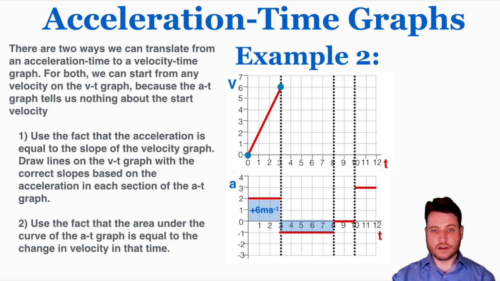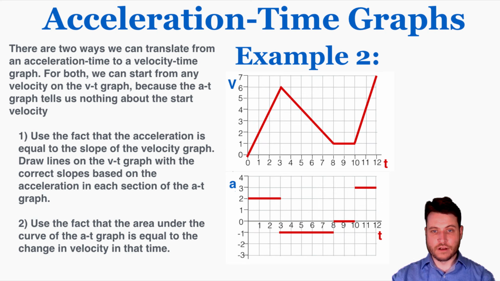The second part has an area under the curve of -5 meters per second. So I know I'm going to be going down 5 in that amount of time. So that's where the next point on my graph will appear. This next part has an acceleration of 0, so that means the slope is 0, so it's really just staying at the same velocity. In this last part, the area under the curve is +6 in 2 seconds, so that means that the velocity is going to change by +6 meters per second in 2 seconds. So that's the other way of translating from acceleration time graphs back to velocity time graphs.